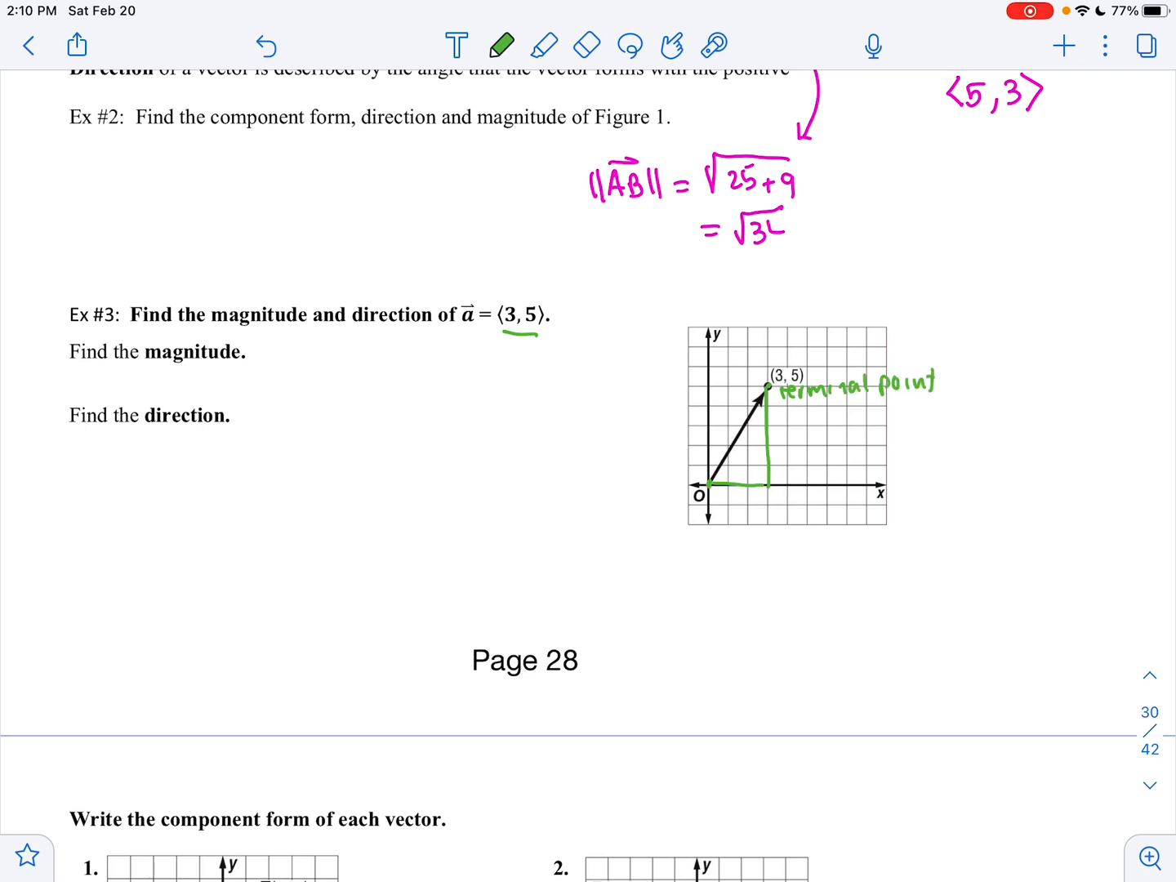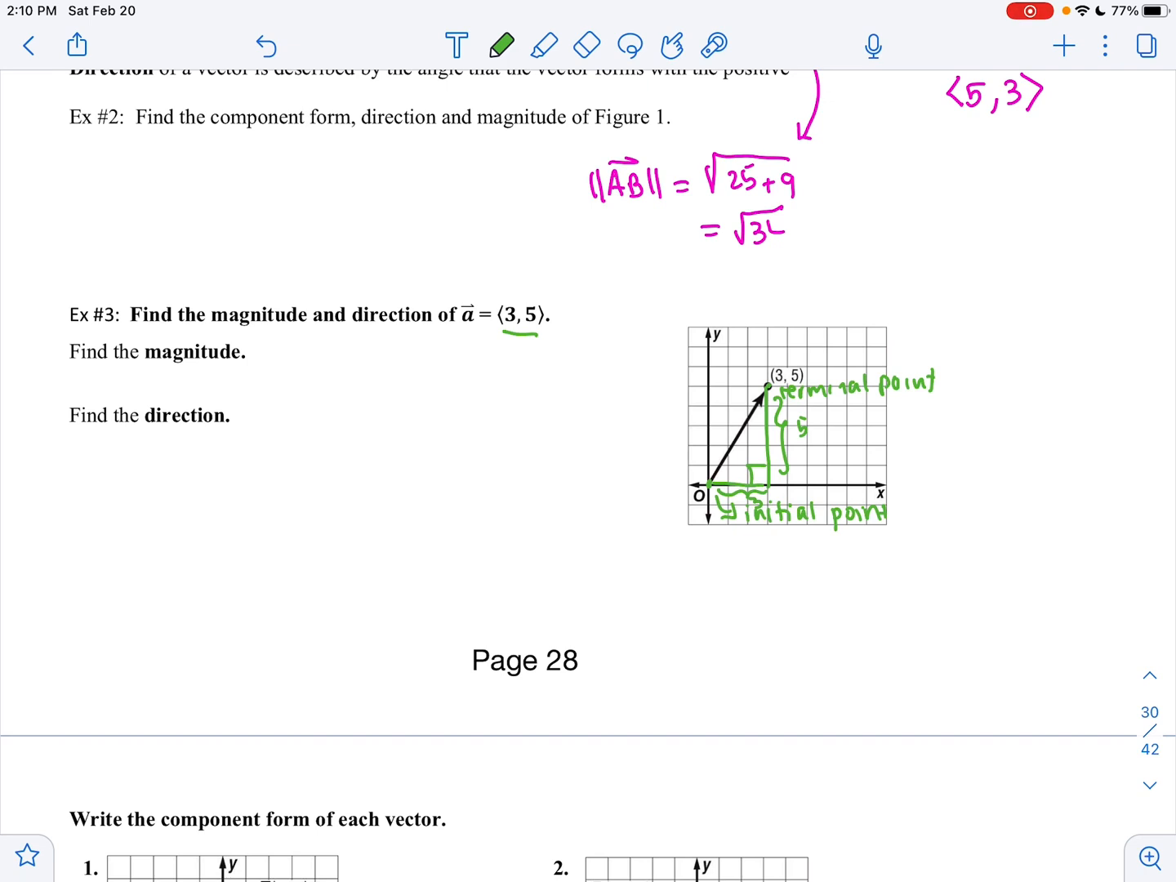And the initial point is always on the origin when we are in standard form, which is the form that we're in when we're given a vector in component form. So for the initial point, we can see our change in x here is 3, our change in y here is 5. So therefore, we formed a right triangle, and we can find things like magnitude and direction using what we know about trig and what we know about the Pythagorean theorem.